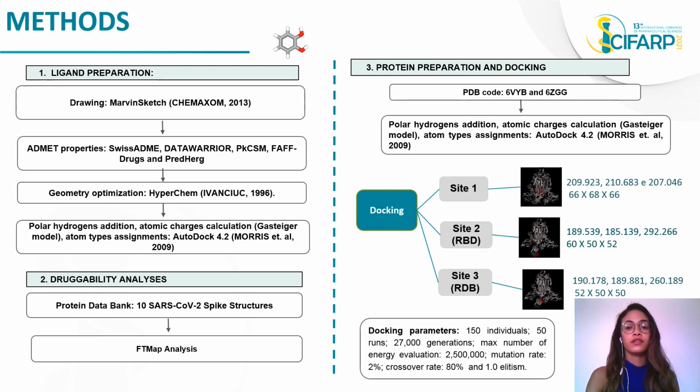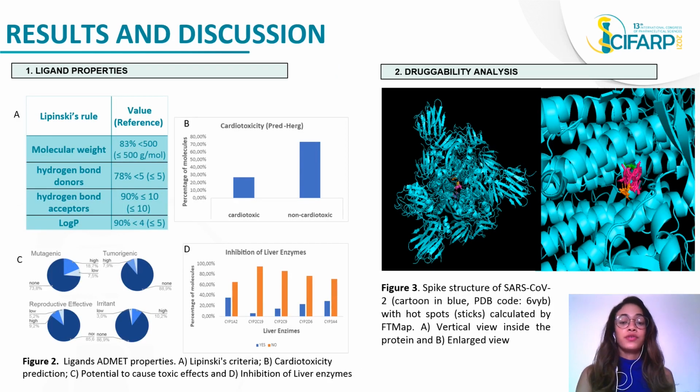The structures of 6VXX and 6ZGG were prepared in AutoDock Tools by removing water, adding polar hydrogens, calculating charges, and adjusting the atom types. The docking was performed on 3 different sites of spike according to druggability results, where sites 2 and 3 were located in the RBD region. All parameters remained the same in the docking calculations. The compounds were chosen due to the wide range of bioactivity properties that they may present.